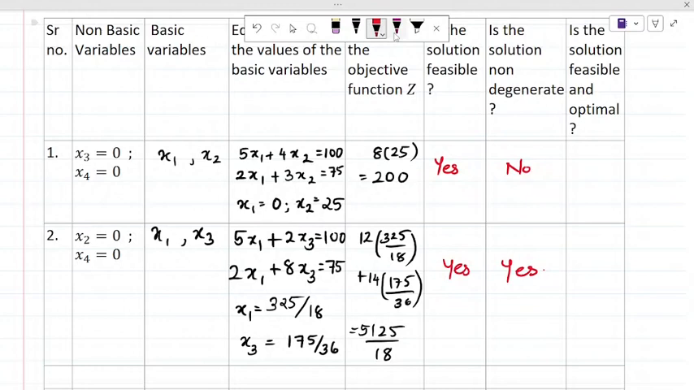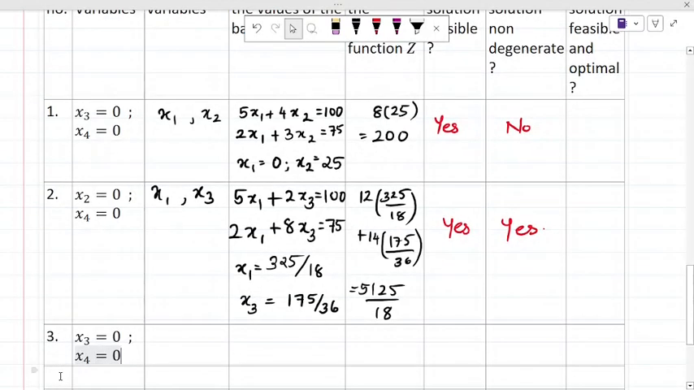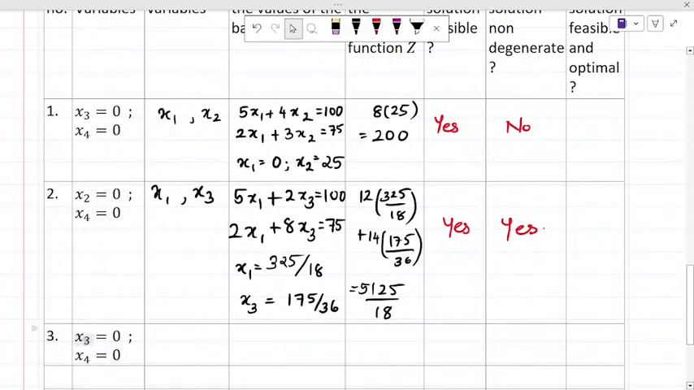Now, whether it is optimal or not, we will see it later. Now we go for the next one, the third one. Again here, when we take the value, now what we will do, we have taken x1, x3 with x4. Now we take x2 and x3 to be 0. Let's take x2 to be 0, and now we take x3 to be 0.